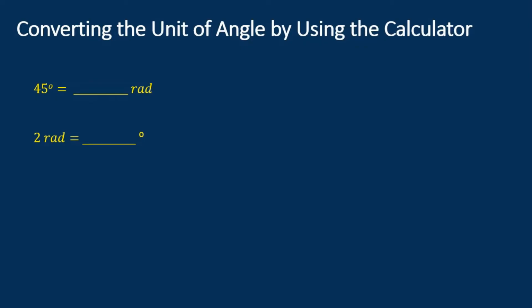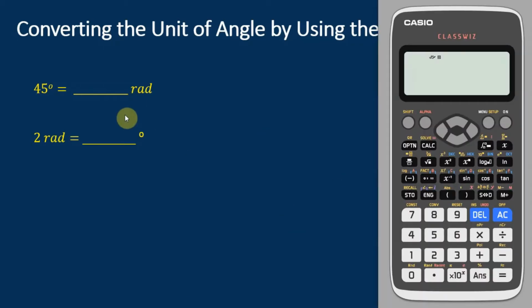Converting the units of angle by using the calculators. Often in circular measure, we need to convert the unit of angle from degree to radian and vice versa. We can perform the conversions easily by using the Casio calculators. Let's say we would like to convert 45 degrees to radian, and let's bring in the calculators. If we would like to convert an angle to radian, we need to set the angles to radians. So let's go to the setup, and then choose angle unit and choose radian.